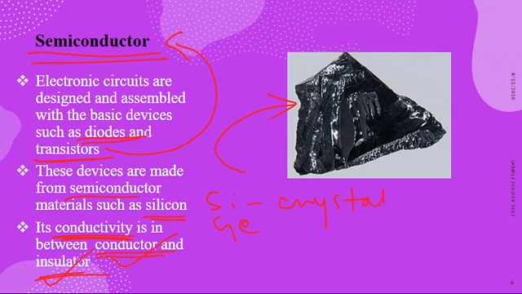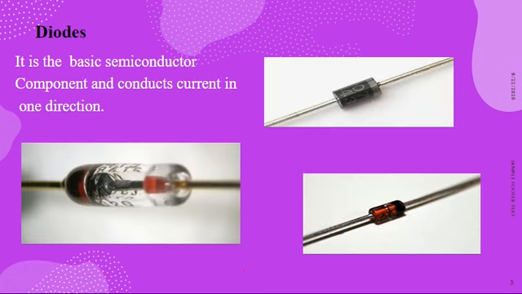Now next, moving on to the next module. The next module is diodes. So as I said, diodes are made from semiconductor, and what is its important property? Again, the important property is its conductivity. It can conduct current in one direction, and in the opposite direction it will oppose the flow of current. So it can act like a switch.